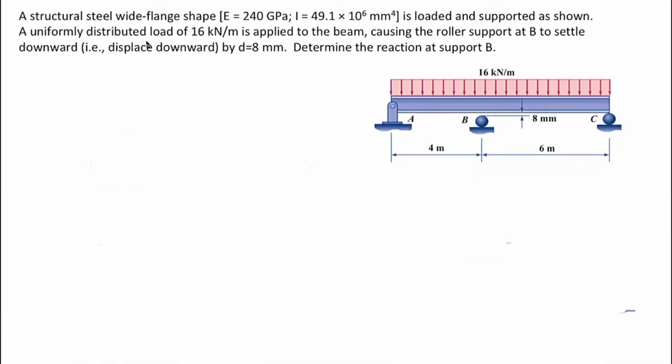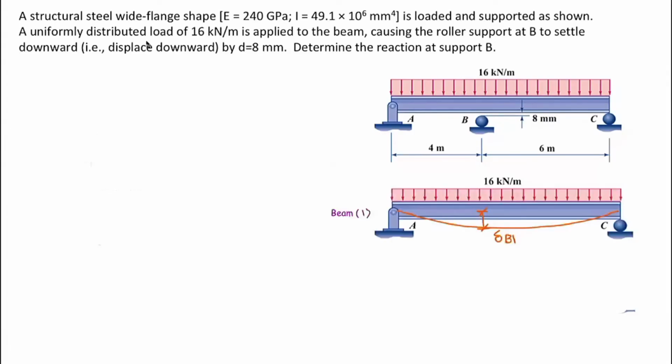Okay, in order to solve this problem, we need to split that again into two parts, similar to the previous problems that we discussed. First, I'm going to consider the beam that is subjected to the distributed load. But in this case, we are not interested in determining the maximum deflection, but we need to determine the deformation where that support was located, which is in this case closer to the left side. I'm going to call that delta B1.